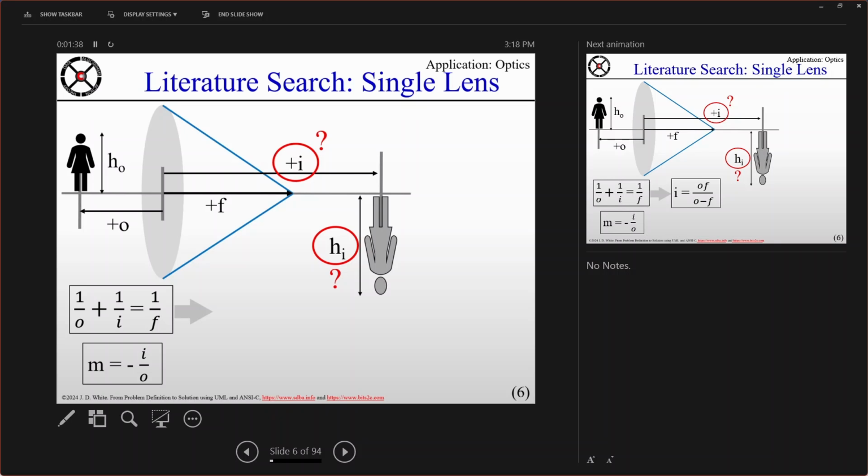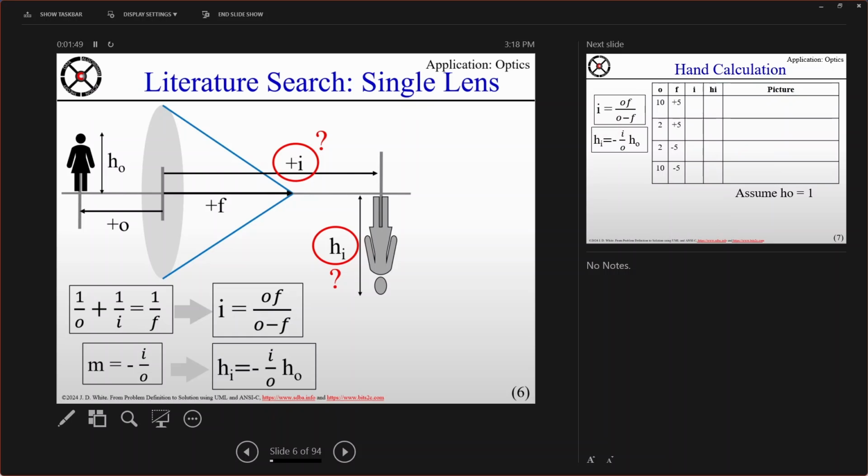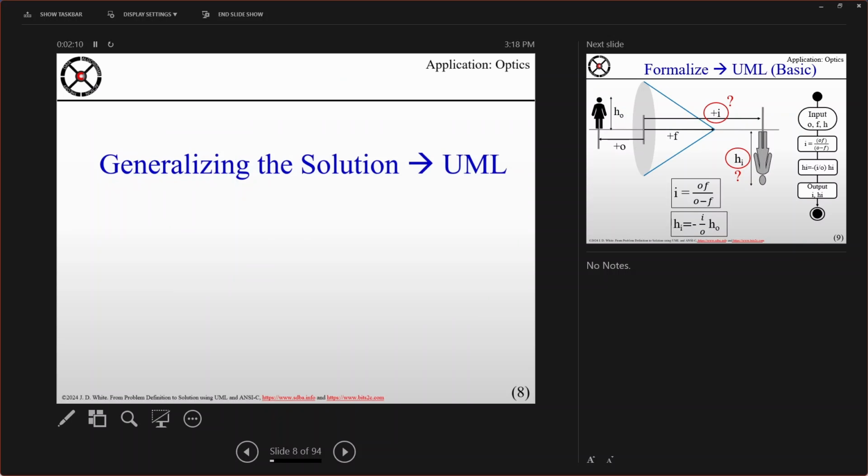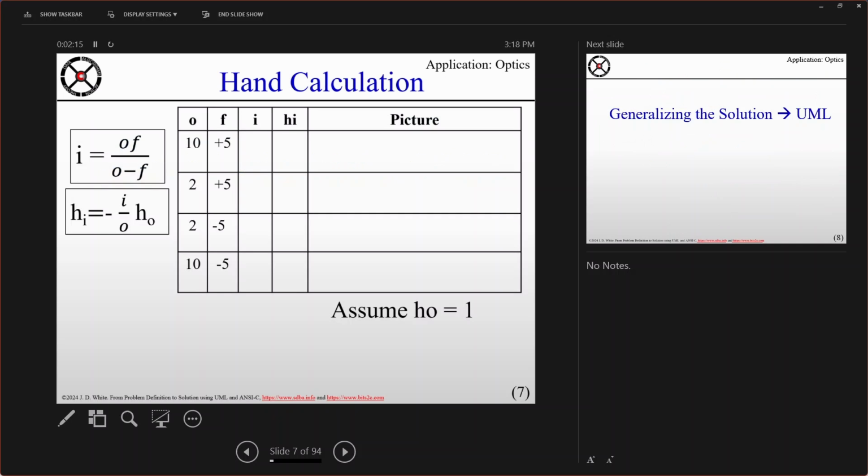So, moving ahead, we can rewrite this so it's an equation: I equals OF over O minus F, and H image equals minus I over O times H object. Once we've done our literature search, we did a bunch of hand calculations, and you drew the pictures last week. Now we're at the point of generalizing the solution using UML. So that's what I want to do now.